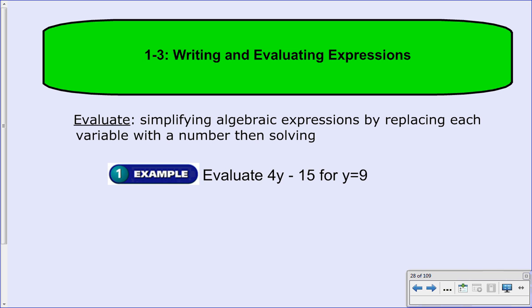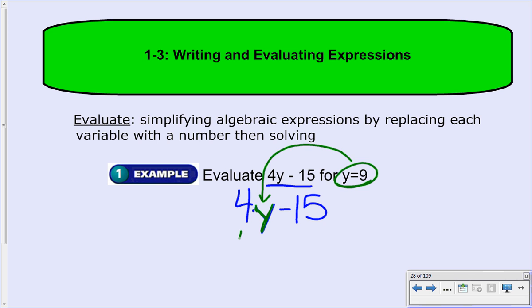Well, this is the expression they give us: 4y minus 15. And again, if it helps, put that multiplication symbol in between the 4 and y. If that's going to help you to remember to multiply, do it that way. Now, we need to figure out what our variable here is. Well, it's y. And they tell us we're going to replace y with 9 because y equals 9. So I'm going to go ahead and put that in. 4 times 9 minus 15.